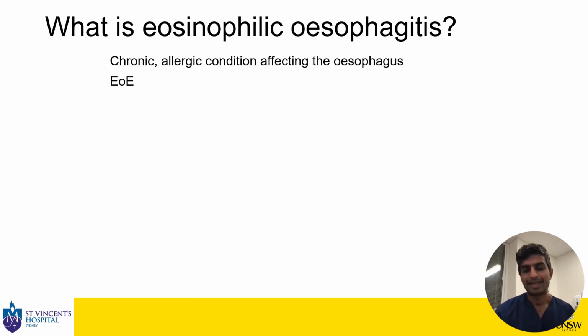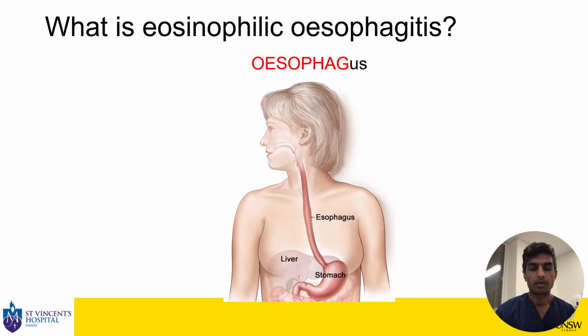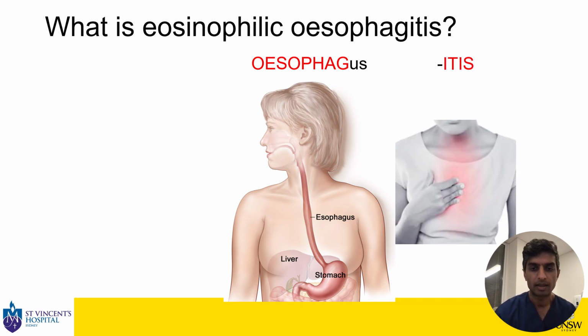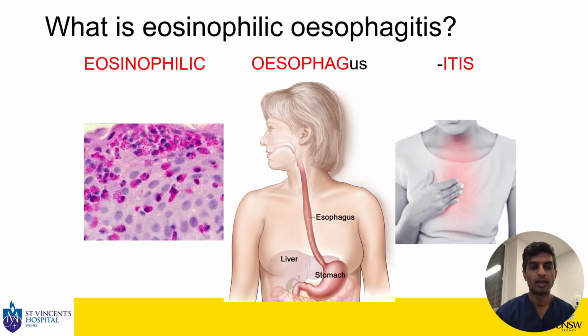So if we think about this word eosinophilic esophagitis, the middle bit of it is referring to esophagus, which is the food pipe that runs down your chest and takes your swallowed food and fluid to the stomach. The suffix itis refers to inflammation, so we're talking about something causing inflammation of the esophagus. And eosinophilic refers to a specific type of allergic white blood cell accumulation. These blood cells are called eosinophils, and you can see they have this characteristic reddish pink appearance when viewed under a microscope.